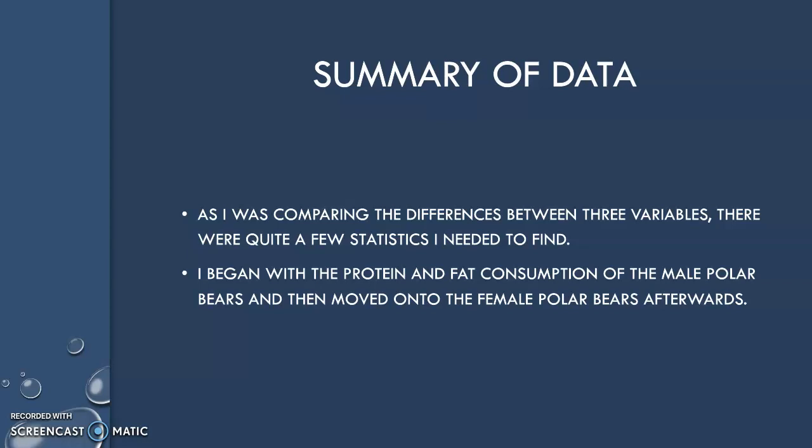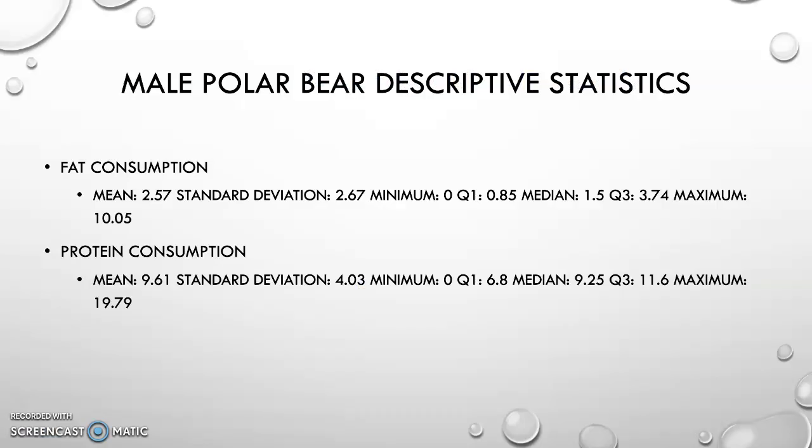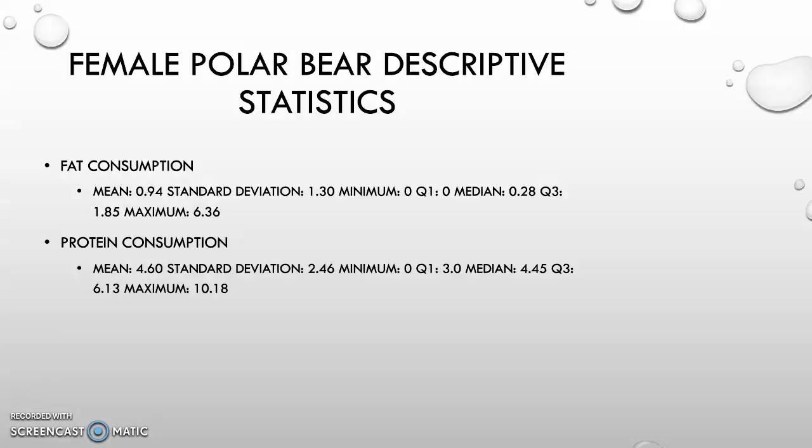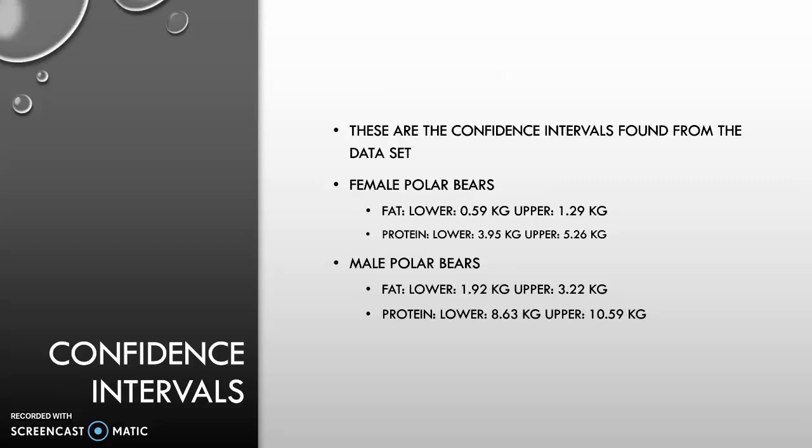As I was comparing the differences between the three variables, there were quite a few descriptive statistics that I needed to find. I began with the protein and the fat consumption of male polar bears, and then I moved on to the female polar bears afterwards. These are the descriptive statistics for the male polar bears. As you can see, they're not really as high as I was expecting. I thought they would be higher. And then these are the descriptive statistics for the females, so definitely not near as high, and they are lower than the males, which is kind of what I was expecting to find. Males are significantly bigger, so I would assume they would eat more, but still less than what I was expecting.